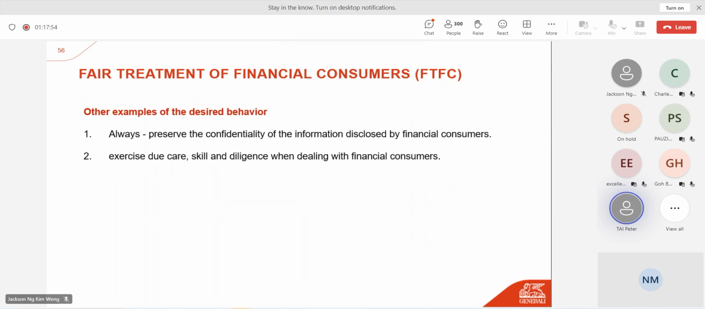All right. So next, another example of desired behavior: always preserve confidentiality. Again, just now, if you attended Lee Kuan's training, you know that you're going to collect a lot of information from the client moving forward after e-invoicing in August. You have to collect a lot of personal data, personal information. Please treat it confidentially. And always exercise due care, skill, and diligence whenever you deal with a financial consumer. So basically it's a repetition of what our core value is. Okay, next.